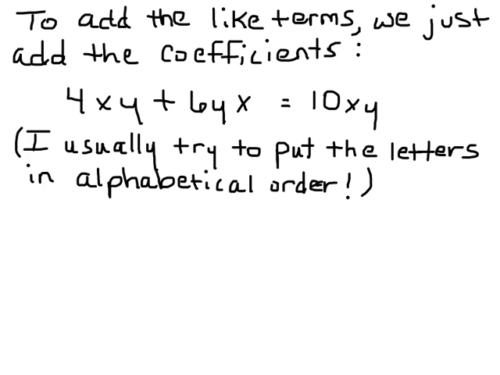Once you've decided they are like terms, we just add the coefficients, which is the number in front. So 4xy plus 6yx is equal to 10, and I put xy because I always try to put the letters in alphabetical order. So 10xy.